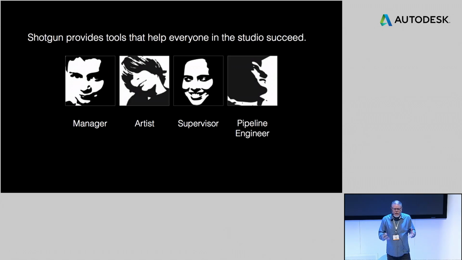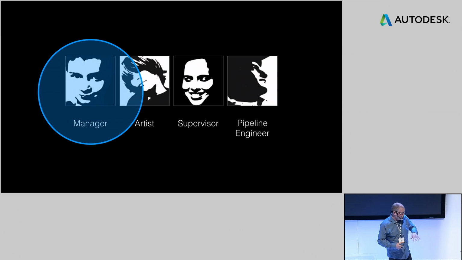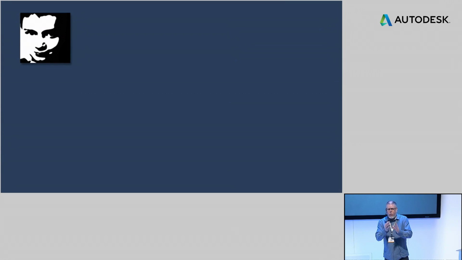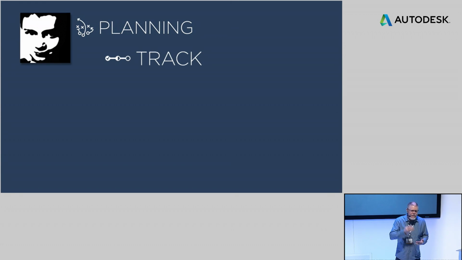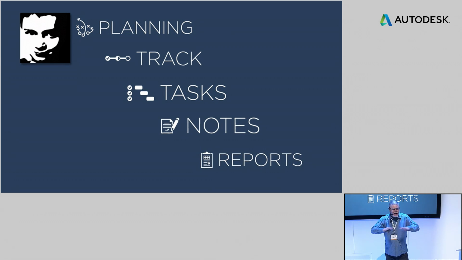But this is what's great. Shotgun has the tools for each individual persona to allow them to do their job. So let's go through and take a look at how each one of these people or personas will benefit from the tools that are offered. We'll start with our manager. This is the coordinator. This is the person who has to know every step of what is happening in the production and keep their eye on it so they can keep everything going the way it should be. They're doing planning, they're tracking, there's tasks, and so on.